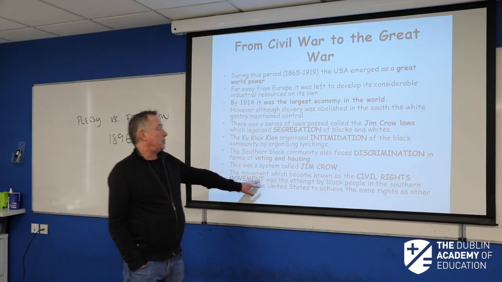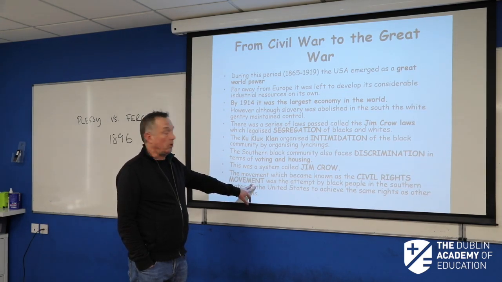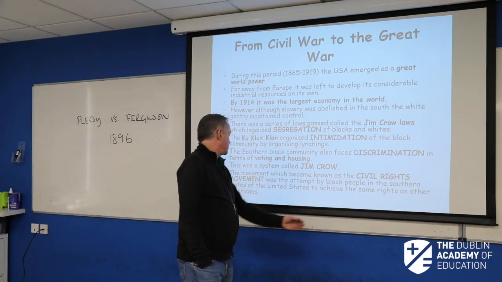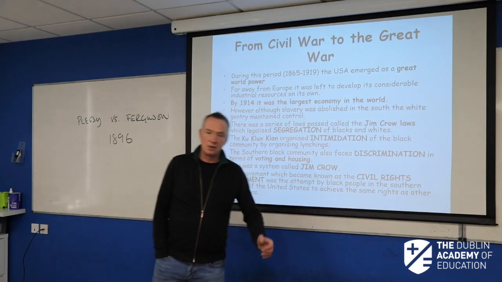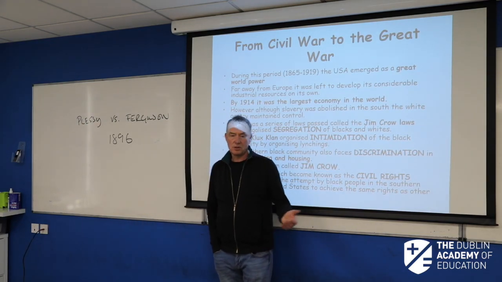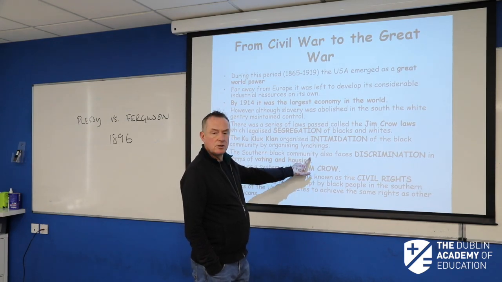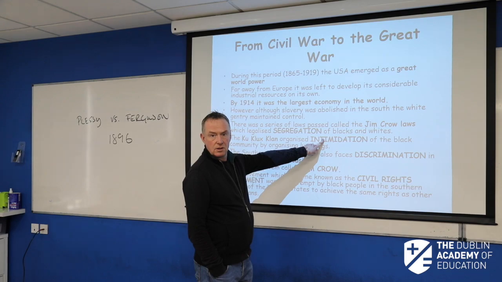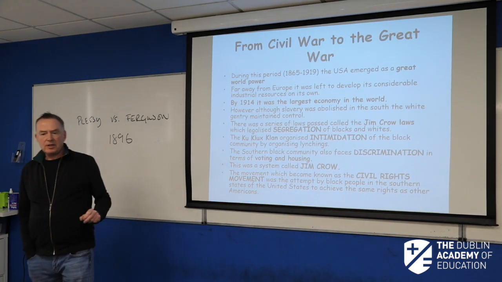So the movement, which became known as the Civil Rights Movement, actually began well before the Second World War. But it was an attempt by black people in the southern states of the United States to achieve the same rights as other Americans. That's all civil rights is. They wanted their constitutional rights, an end to segregation, and an end to discrimination, and of course, an end to this as well. So there are the three aims, really, of the system.